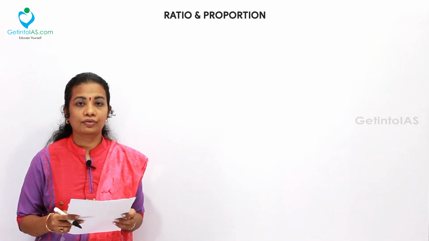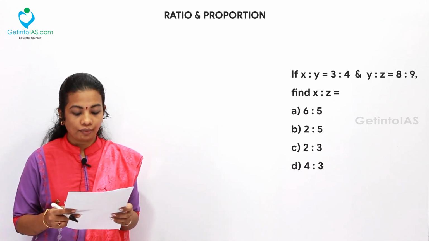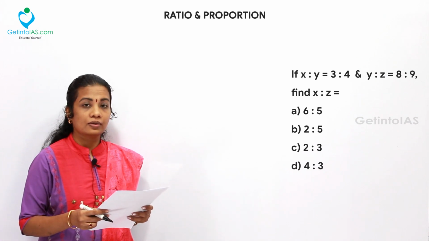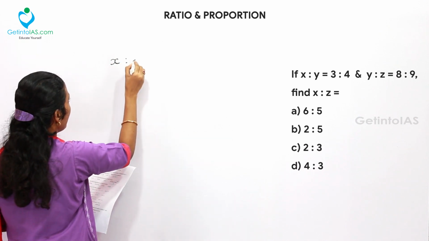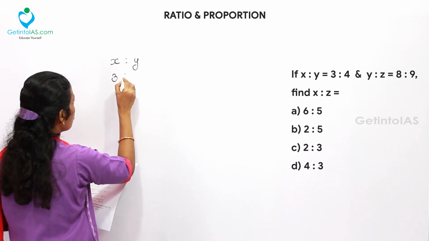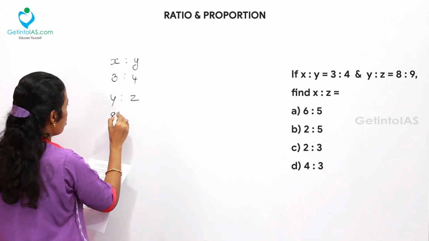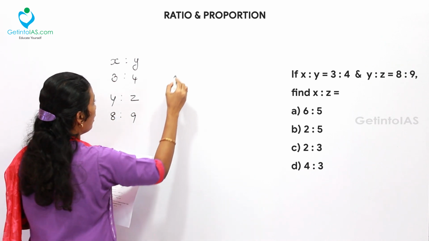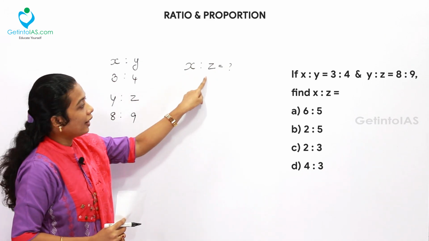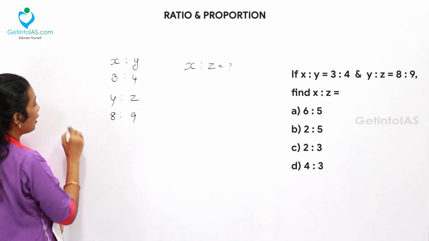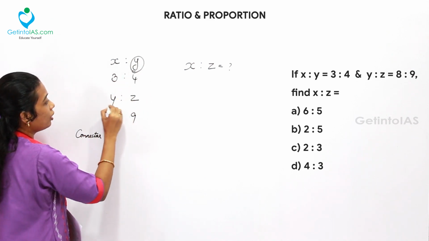If x is to y is 3 is to 4 and y is to z is 8 is to 9, find x is to z. Here this is a kind of 3 variable sum. Given is x is to y, 3 is to 4 and y is to z, which is 8 is to 9. You need to find now x is to z. Before connecting x and z, first you want to find the connector. Whether the connector is present in the sum? Yes, y is the connector over here.